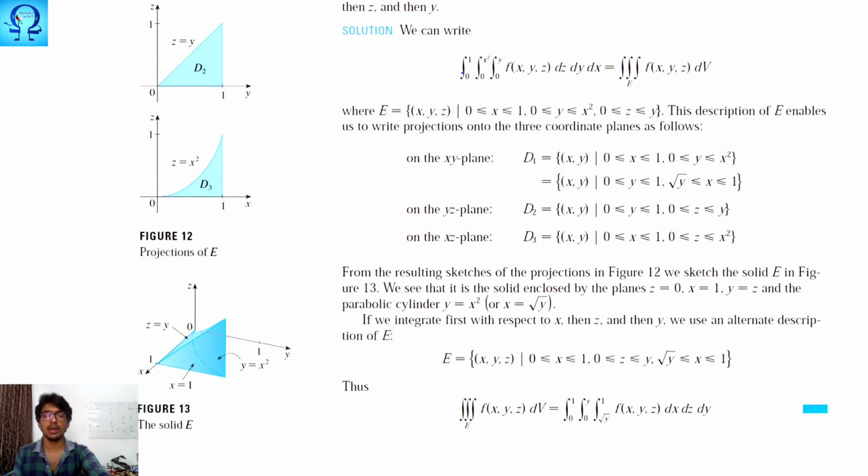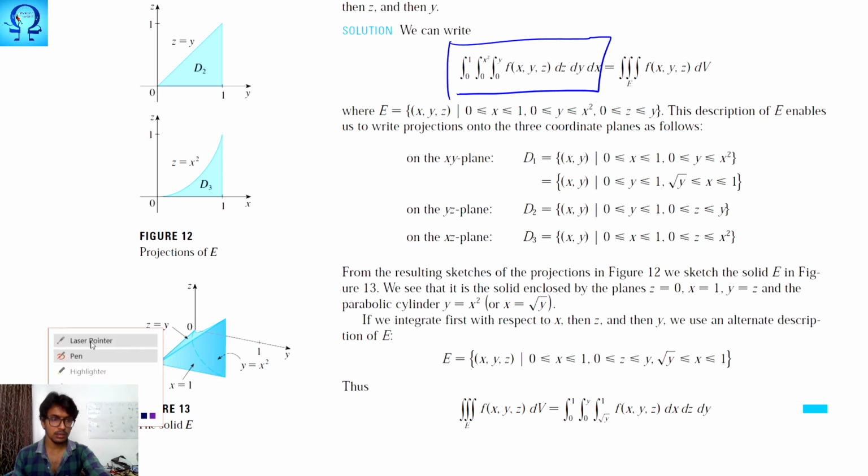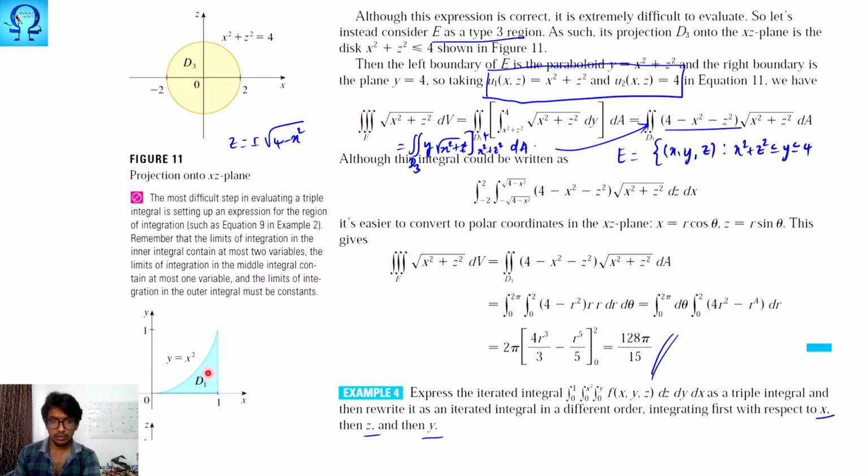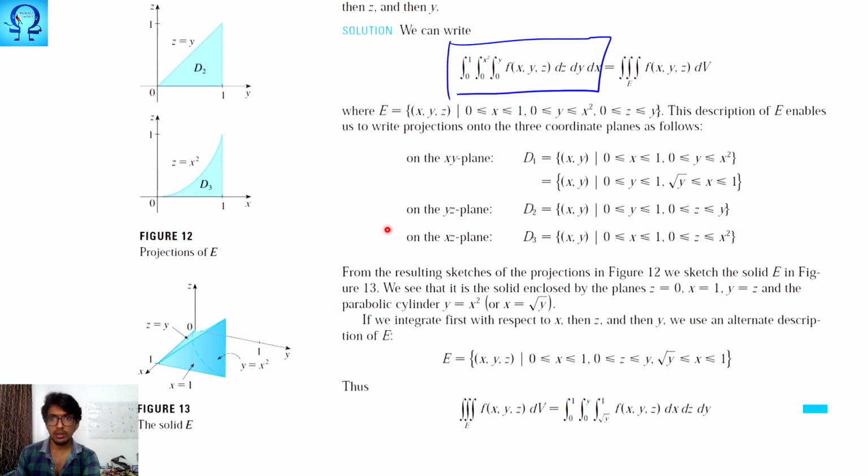So we have integral 0 to 1, integral 0 to x squared, integral 0 to y. The innermost is z, so z is varying as a function of y alone. If you look at z only, it varies from 0 to y.